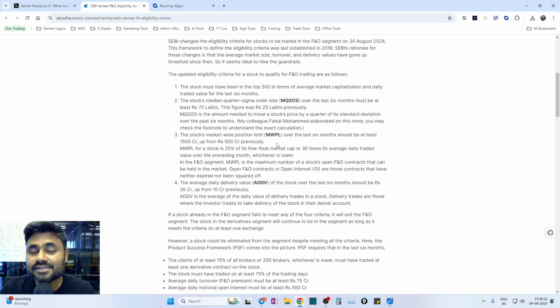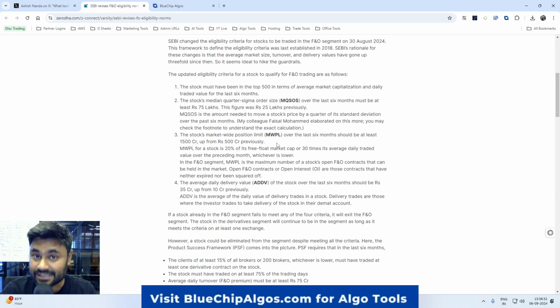So what does this mean? This really means that the stock is being traded, it's liquid. If you convert it in terms of liquidity, that's really the gist of it. So that's why they are saying that the MWPL should at least be 1500 crores. This is actually very good. In fact, all these points, what they are eventually going to do is pick up only the liquid stocks, which helps stock option traders a lot because liquidity will be higher, slippages will be lesser, so entries and exits would be easy for them.